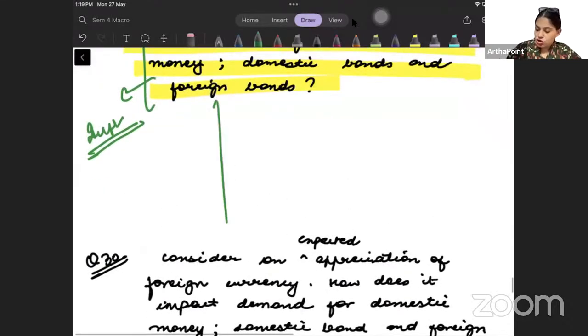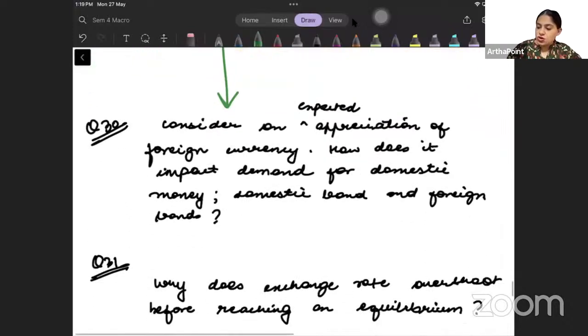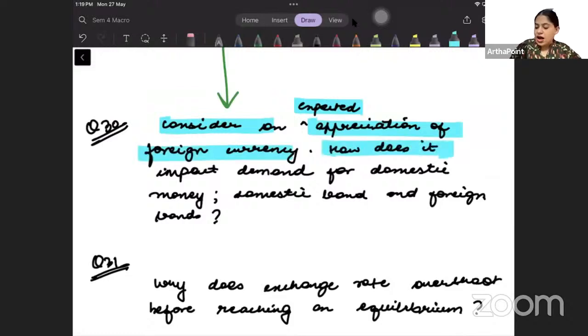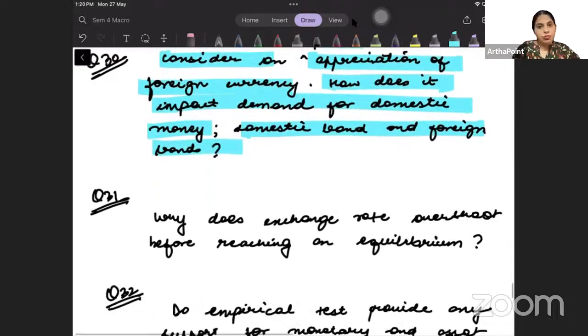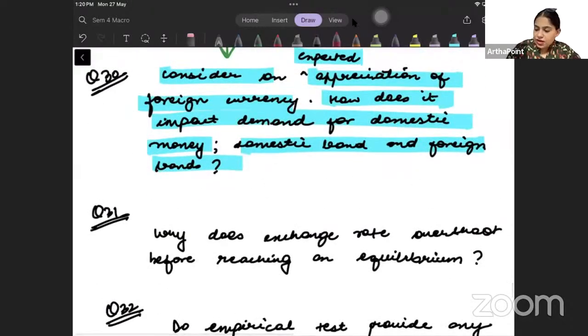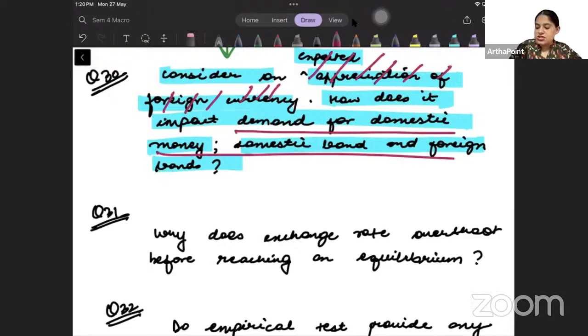So another way of asking this is, beta: consider an expected appreciation of foreign currency. How does it impact demand of domestic money, domestic bond and foreign bond? Here instead of expected appreciation of foreign currency, they can give you something else, like consider a change in the interest rate, domestic interest rate. How does it impact all these three things? Or consider a change in the price level. How does it impact these three things?